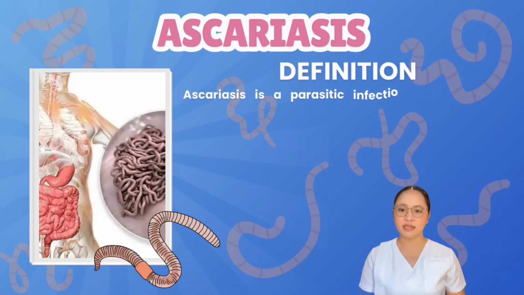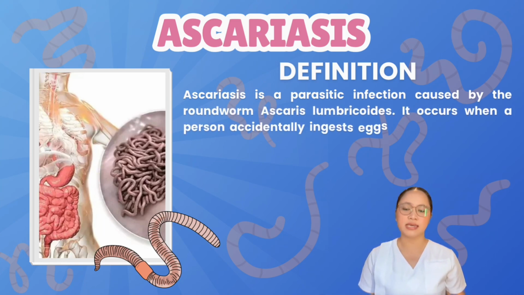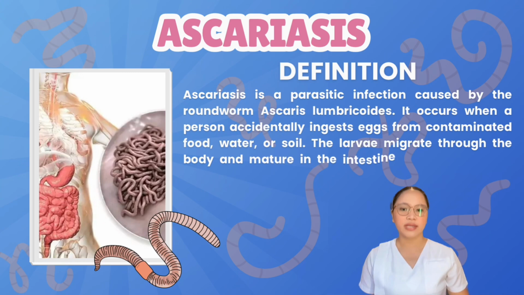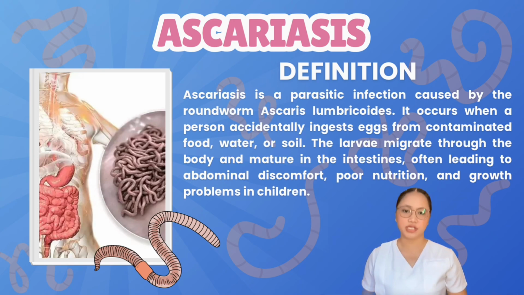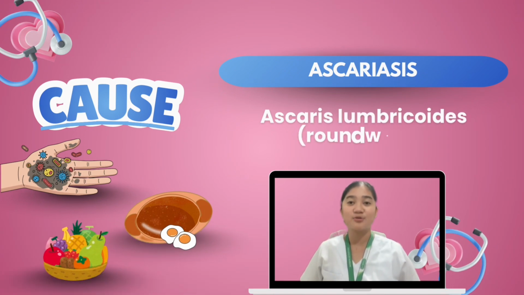Ascariasis is a parasitic infection caused by the roundworm Ascaris lumbricoides. It occurs when a person accidentally ingests eggs from contaminated food, water, or soil. The larvae migrate through the body and mature in the intestines, often leading to abdominal discomfort, poor nutrition, and growth problems in children. Ascariasis is caused by the roundworm Ascaris lumbricoides.